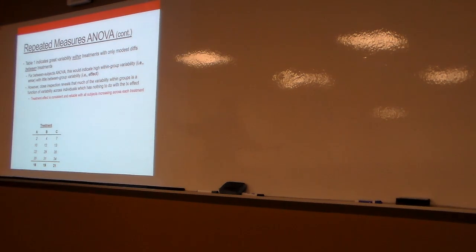If I've got a lot of error within my groups and not a lot of differences across my groups, that doesn't look good for my chances of saying, oh, I've got something going on, okay? So again, if this was a table that we were going to analyze with our between subjects ANOVA, we've got high within group variability, so this is going to be error, and little between group variability, which is our effect. If we're taking a little effect to a lot of error, that's not a good situation, okay?